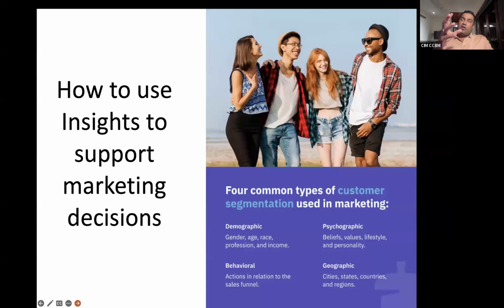So in order to do segmentation, geographic, demographic, psychographic, or behavioral segmentation of a database, I need to have the data. Without data, I can't do anything, right? So data is very important for market segmentation as well.